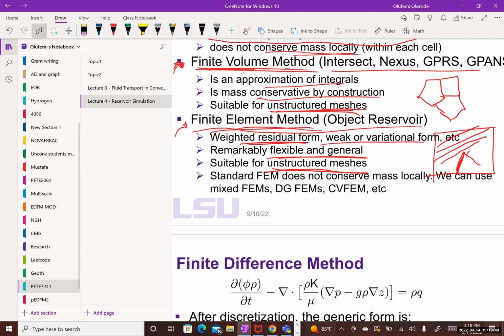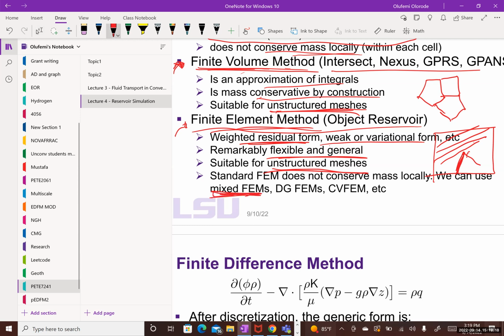And people have coupled it with finite volume. So you use finite volume for flow and conserve mass, and then you use finite element for geomechanics and fracture propagation and conserve energy. But there are some finite element methods. So everything I've said about finite element method is for the standard finite element method. There are some modifications to finite element method to make it conserve mass.